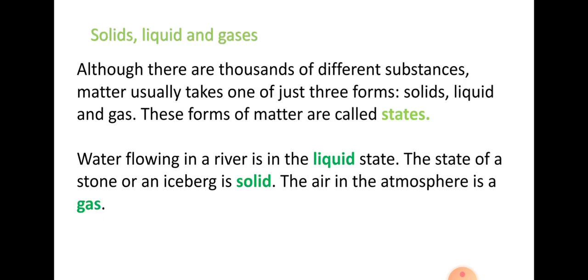Solids, liquid and gases. Although there are thousands of different substances, matter usually takes one of just three forms: solid, liquid and gas. These forms of matter are called states. Water flowing in a river is in the liquid state. The state of a stone or an iceberg is solid. The air in the atmosphere is a gas.